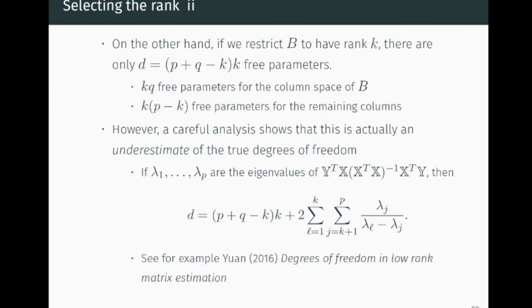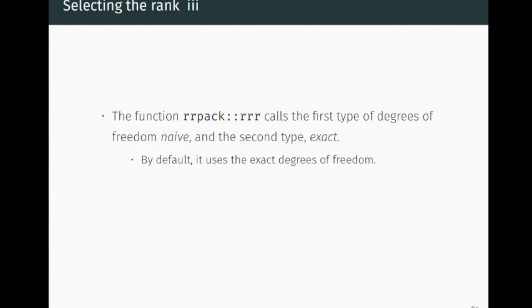If you want to see more details of how to derive this, you can look at this 2016 paper by Yuan and Ming called Degrees of Freedom in Low-Rank Matrix Estimation. Just one note: if you do reduced rank regression using the rrpack package, the first type of degrees of freedom is called naive, and the second type is called exact. By default, this function uses the exact degrees of freedom, the one you would get from Stein's theory.